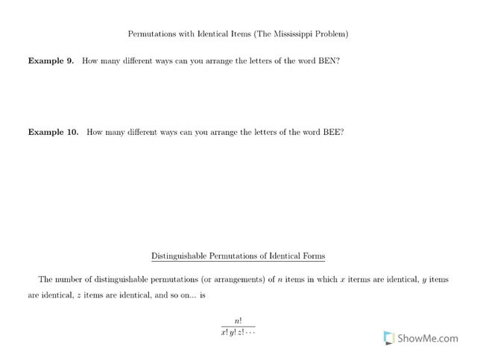So let's just start with this: how many different ways can you arrange the letters of the word BEN? We can just do that. It is B-E-N, B-N-E, E-N-B, E-B-N, N-B-E, and N-E-B. There are 6 different ways to do that.